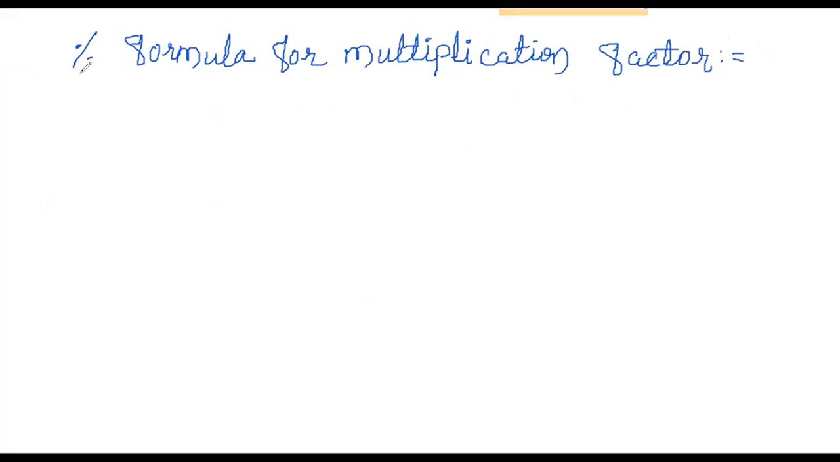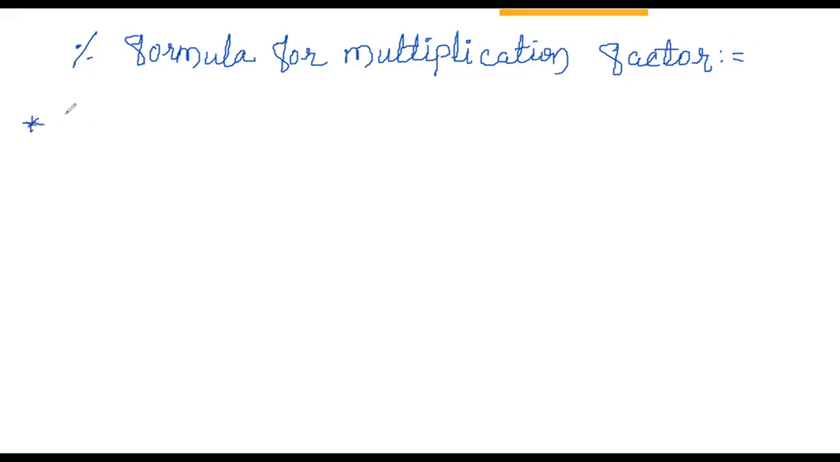For every percent increase or decrease, there is a number called the multiplication factor. It can be calculated, and when it is multiplied by the original quantity, it will give the increased quantity.